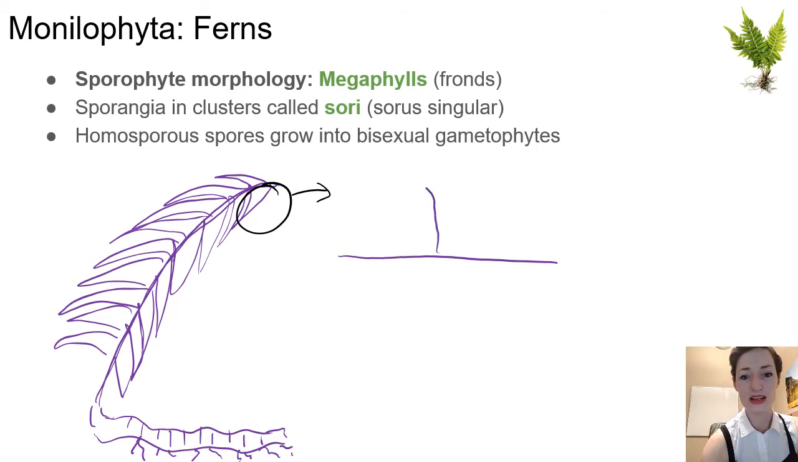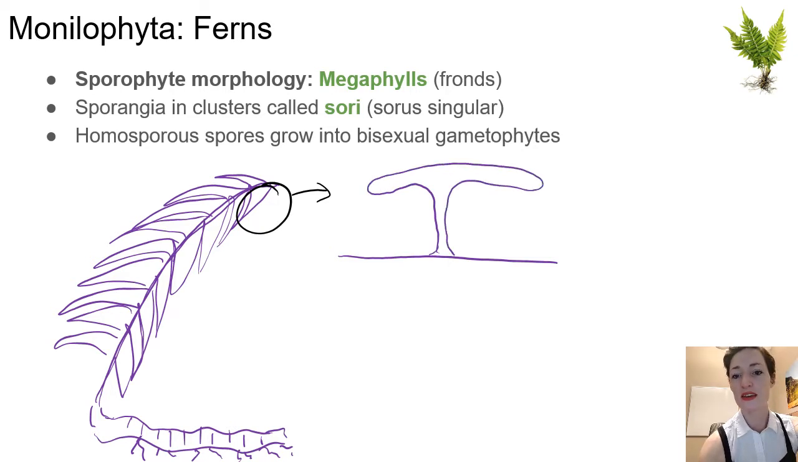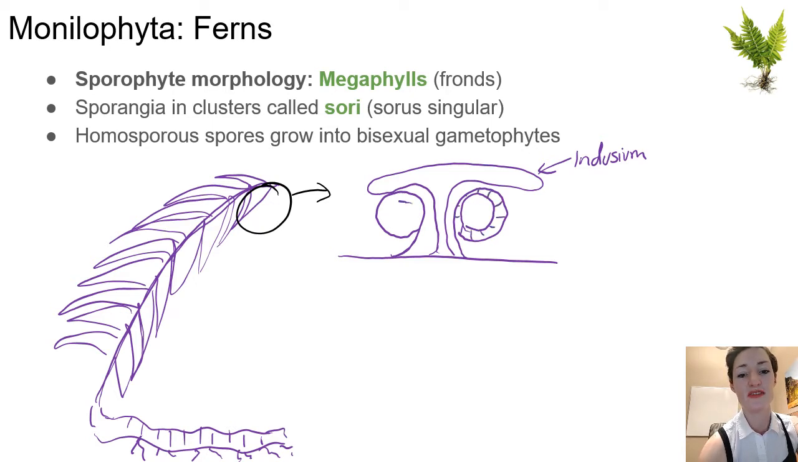you would have this umbrella-like structure, and this isn't always present, but it protects the developing sorus. So a sorus is a cluster of sporangia. And some ferns will have an indusium, which is this umbrella-like structure that protects the developing sporangia, which develop underneath it in a cluster. And you'll see this in lab, it's very fun.